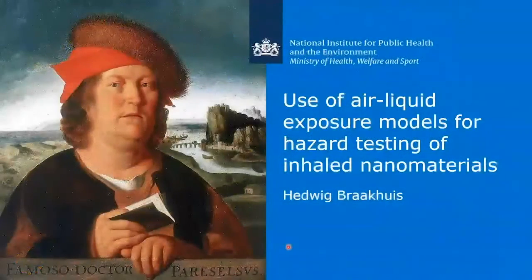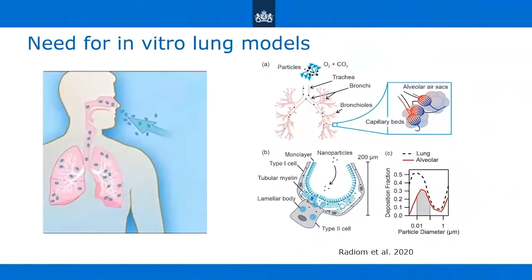In this presentation, I would like to tell you about the use of air-liquid exposure models for the hazard testing of inhaled nanomaterials. Inhalation is considered an important route of exposure to nanomaterials. Because of their small size, nanomaterials can enter the deeper lungs, where they can deposit into the alveoli. Here they come in contact with the alveolar epithelial cells. In case of agglomeration, nanomaterials can also deposit in the bronchial region.